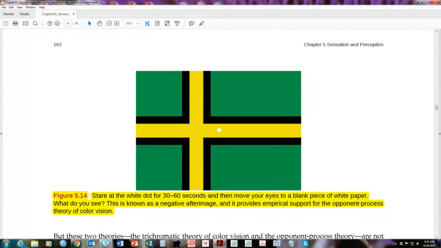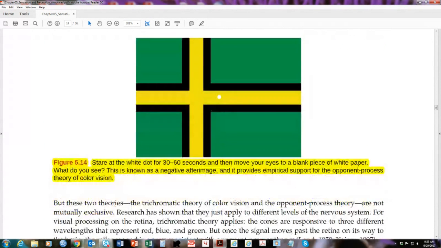And both theories together, the trichromatic and the opponent process theory, really those theories combine to explain pretty well how human beings are able to see in color.